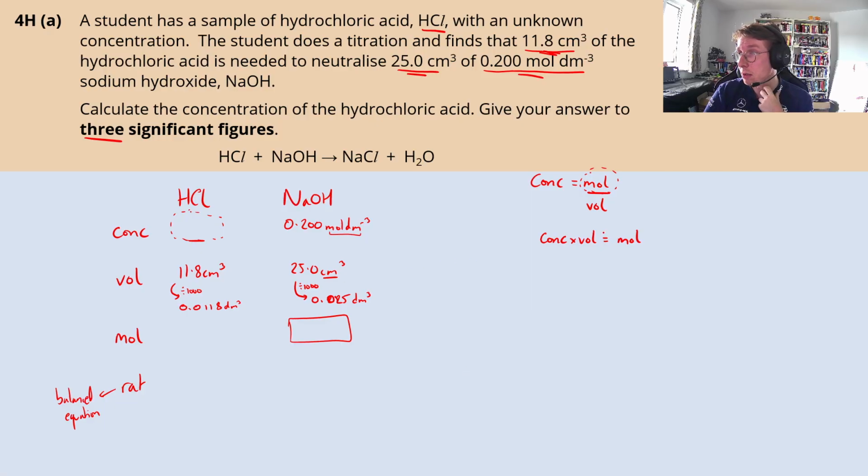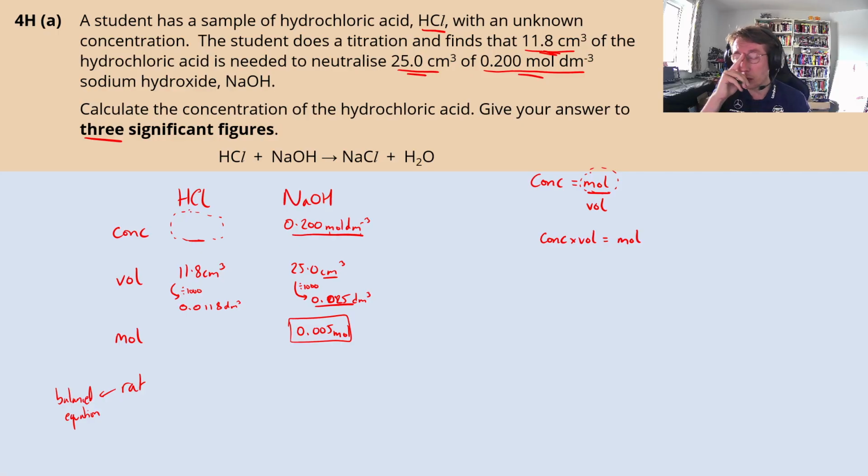But now what we need to do is actually calculate the number of moles. So we need to do this value here, 0.200 multiplied by 0.025. And if you do that, you get an answer of 0.005 moles. So we know how many moles of sodium hydroxide we've got. Hooray, great. What does that mean?